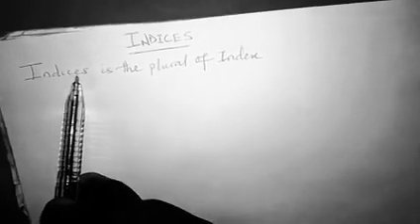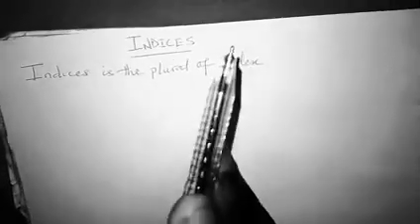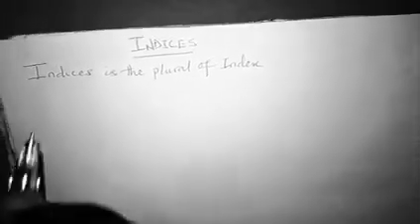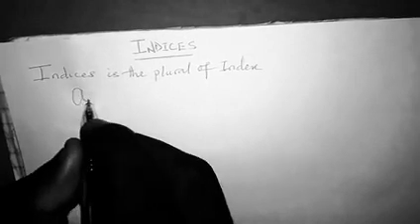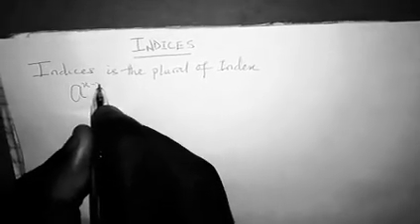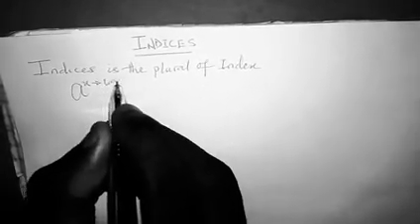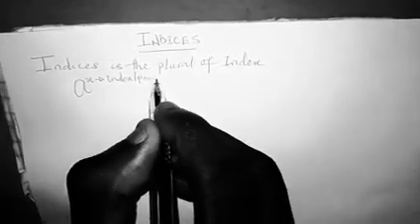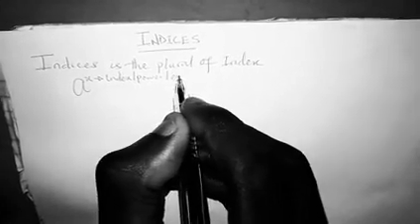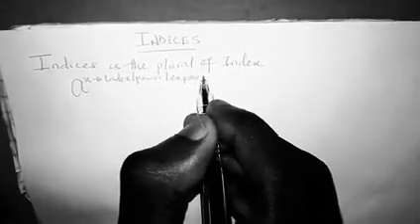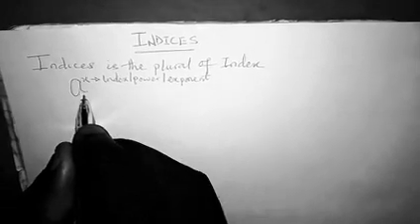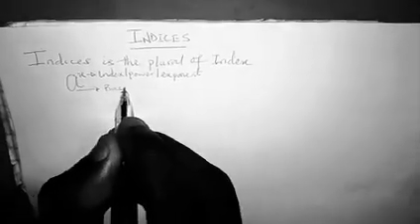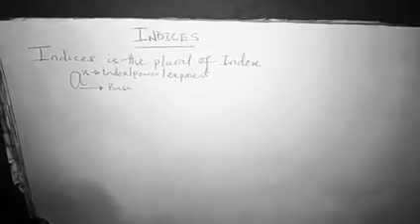Now, indices is the plural form of index. That's the first thing you have to know about indices. And in indices, if I have a raised to power x, this x is known as what? Index. You can also call it power, and you can also call it exponent. This b, in this topic we'll be calling it base, and it's any natural number.